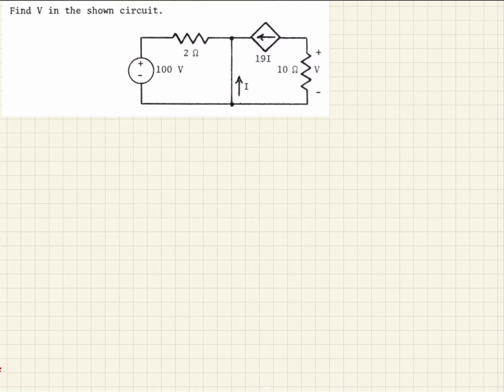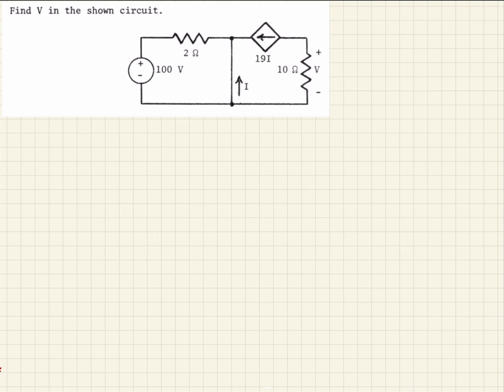So in this example, we have a simple circuit that has an independent voltage supply, but then it has a dependent current source. It's a current controlled current source, controlled by this current, or a factor of that current there. And they've asked us to calculate what the voltage across this resistor here would be. So let's see what we need to do to figure this out.